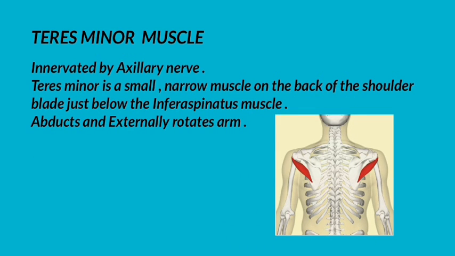Teres minor muscle is the third muscle, innervated by the axillary nerve. Teres minor is a small, narrow muscle on the back of the shoulder blade just below the infraspinatus muscle. Abducts and externally rotates the arm.